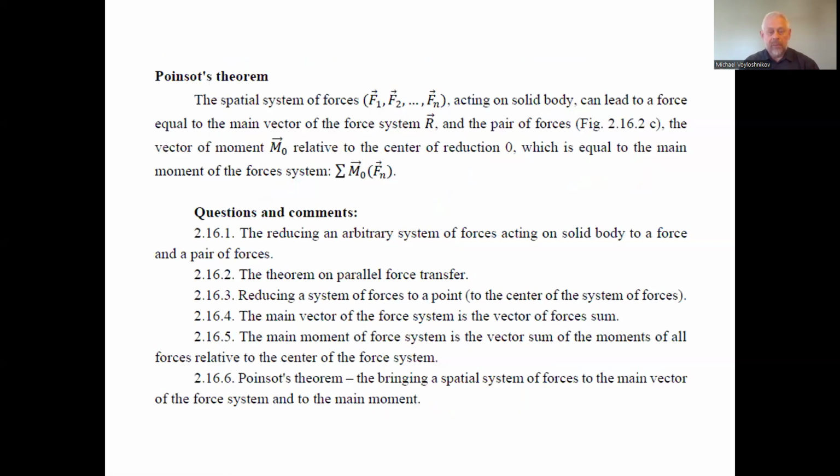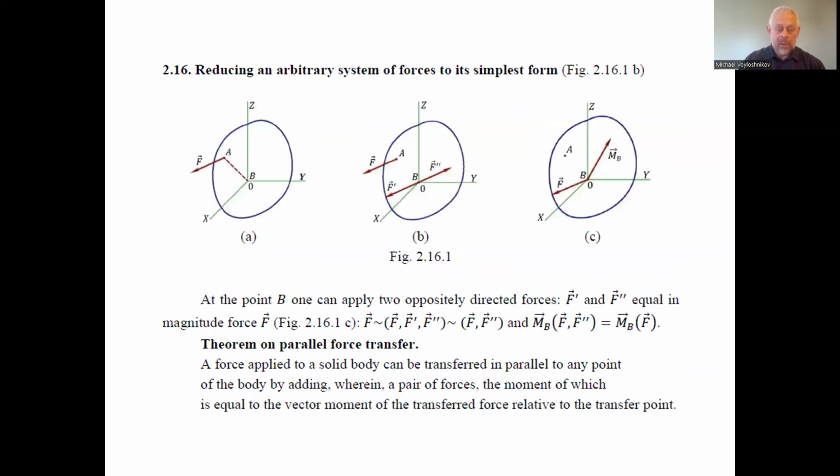And we have the Poinsot theorem. A special system of forces is assigned, F1, F2, etc., Fn, a vector system of forces acting on a solid body. It can be reduced to a force equal to the main vector of the force system, and to a pair of forces whose moment vector relative to the center of reduction of the assigned system of forces is equal to the main moment of the force system relative to this definite point. This Poinsot theorem follows from the originally considered theorem of parallel force transfer.